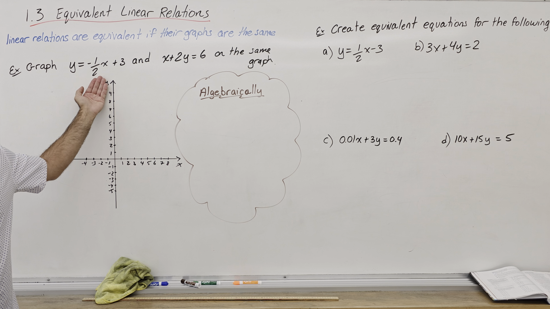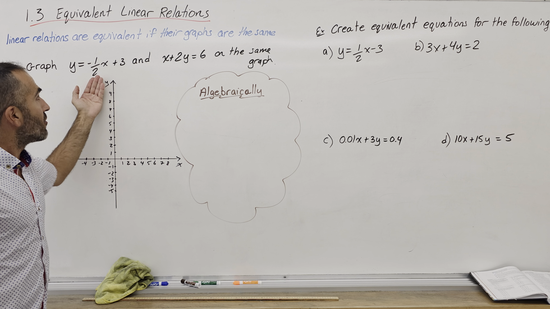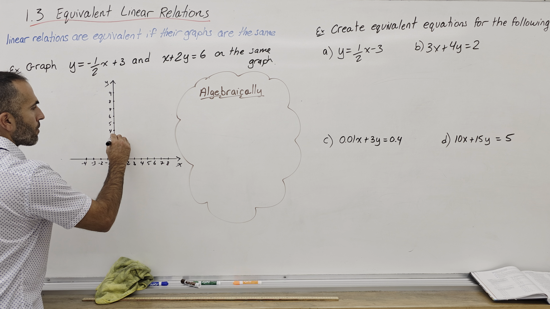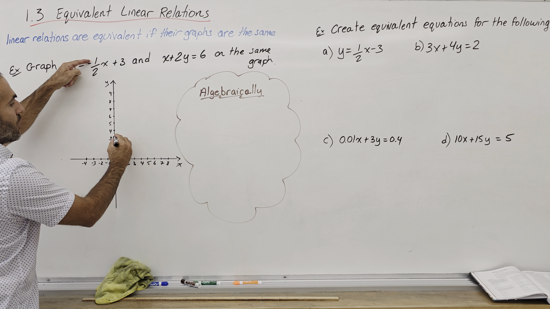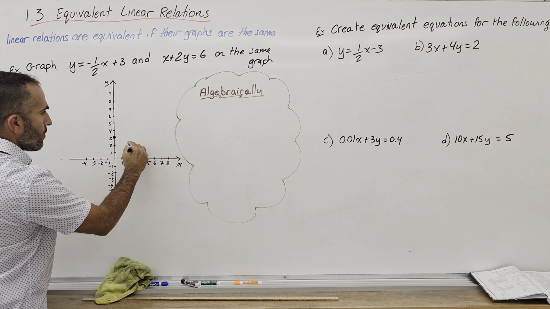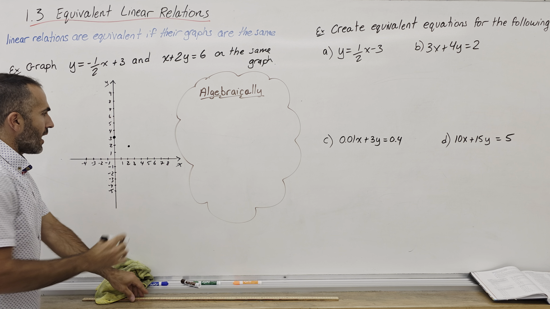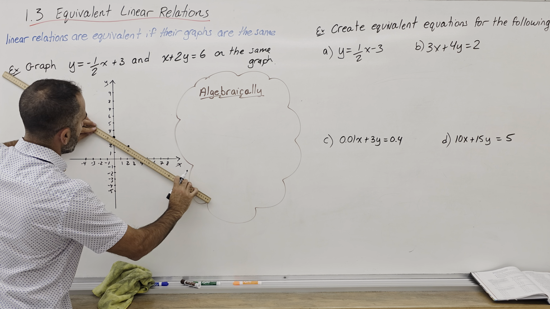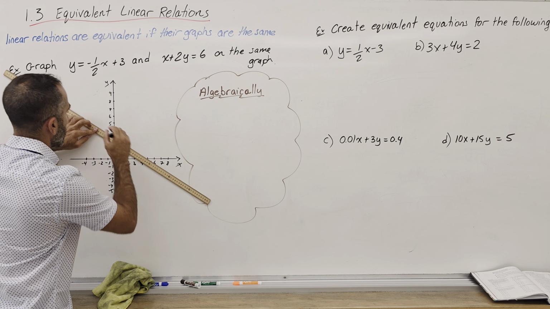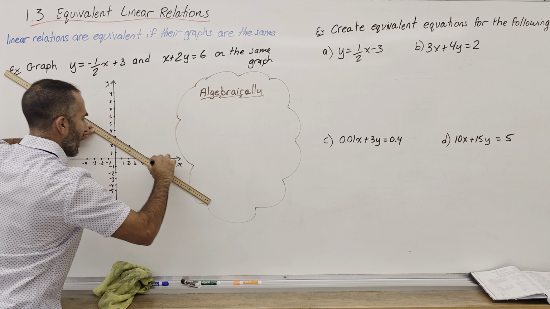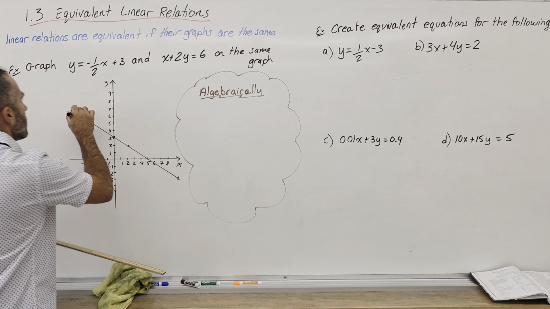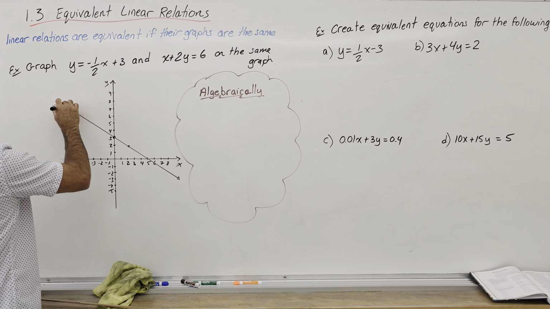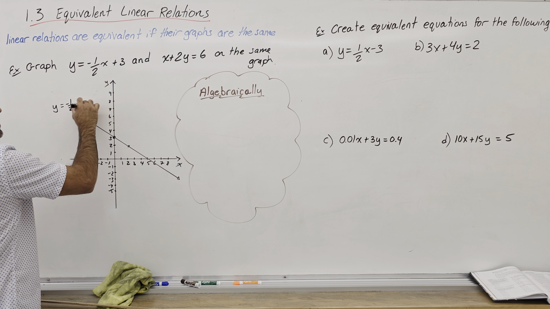This is in y equals mx plus b, so I'm going to use slope-intercept form. I'm going to start at 3. I'm going to go down 1 over 2. And I only need 2 points to draw a line. I don't have a grid, so I'm not sure how accurate I'm going to be. But there is y equals negative a half x plus 3.